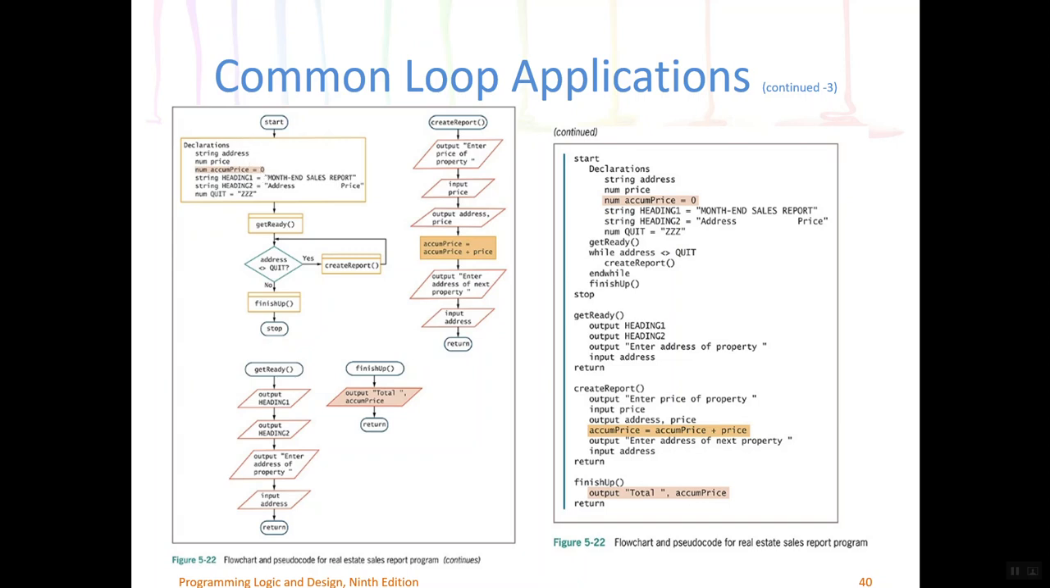We're going to use that as our bucket, so to speak, to hold the accumulated total of all of those values that we get from the user. And then finally, we have a quit value down here of ZZZ. We're going to keep getting addresses from the user until they type in ZZZ. Once they type in ZZZ, we will stop getting addresses and prices, and we will print the total.